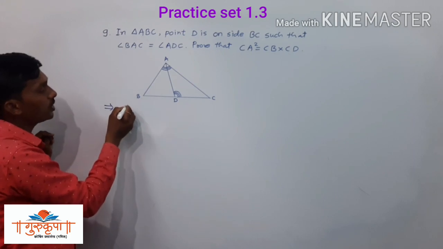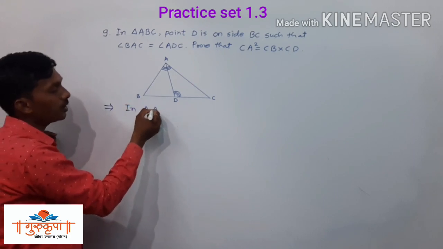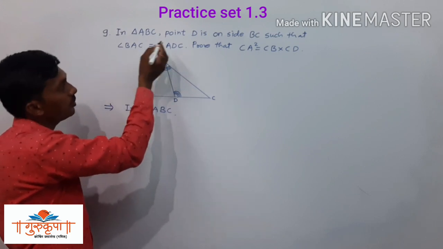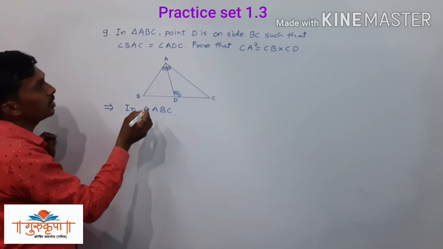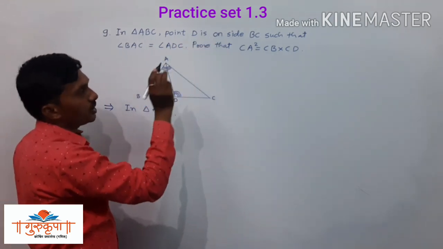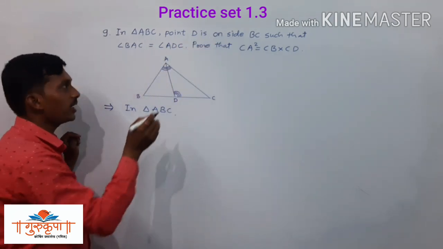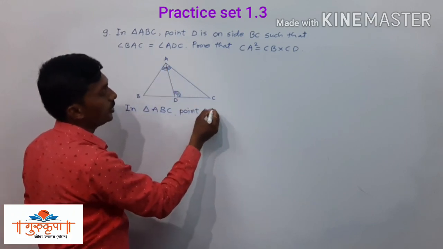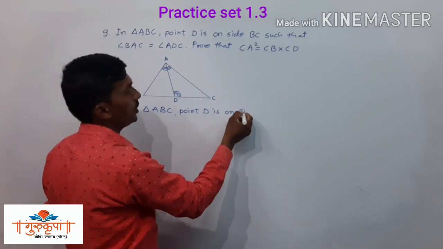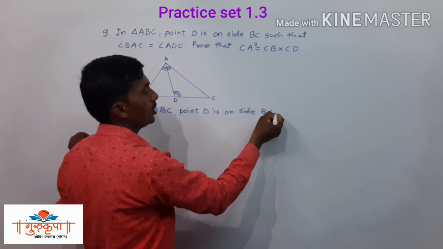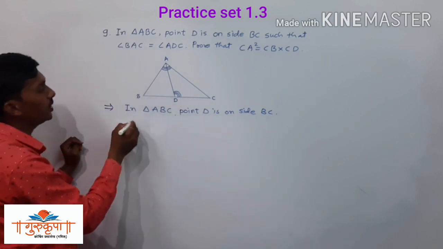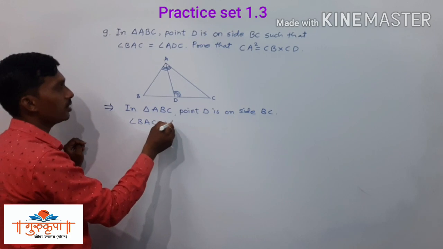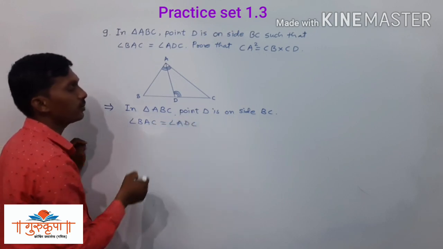In triangle ABC, the available information with us is angle BAC congruent angle ADC. Point D is on side BC. It is not necessary to write, but we can write that also. Angle BAC is equal to angle ADC, that is also given information.